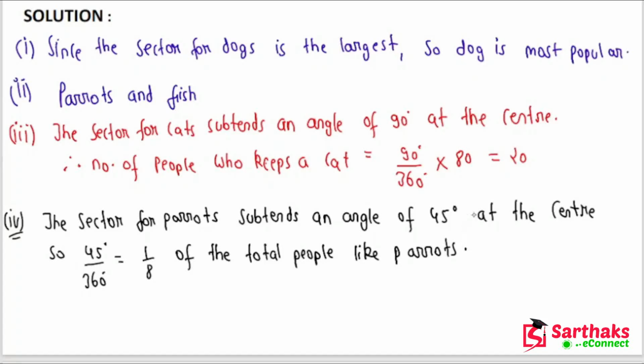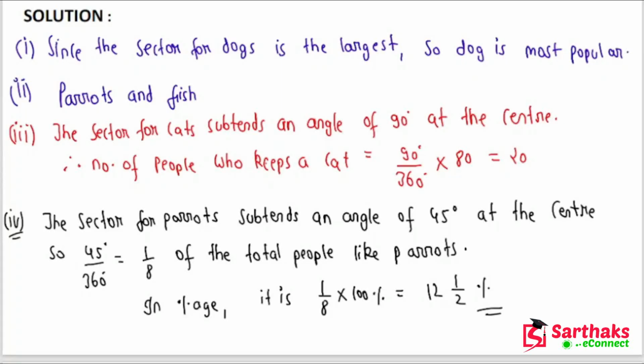Now in percentage you can easily calculate. In percentage, it is 1/8 into 100%. Calculating it, we find it is 12.5%, or you can write it as 12 1/2%. So 12.5% of the total people like parrots as their pet.